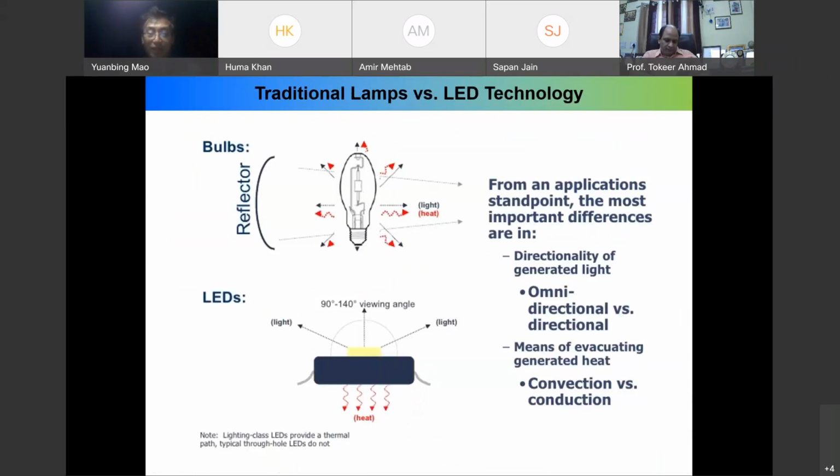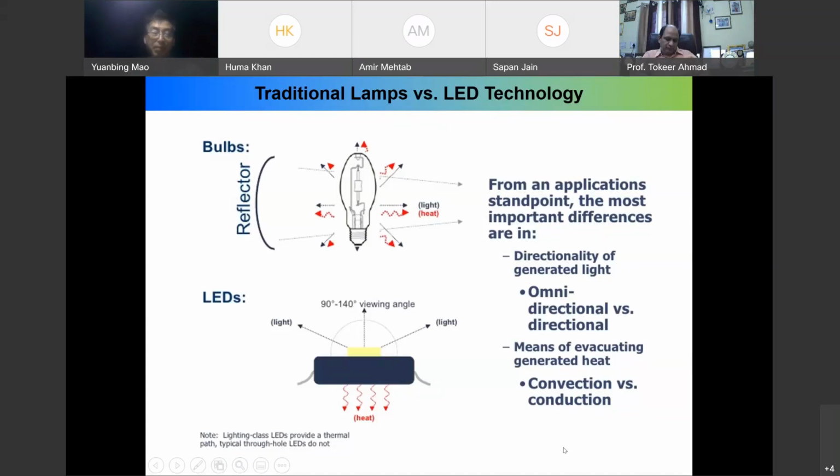Light bulbs actually give light out in all directions, but LEDs give light out in more specific directions. That's what we mean by the directionality of the light. Also, the means of evacuating the generated heat is different. For bulbs, it's basically through convection, but for LEDs, it's more through conduction.